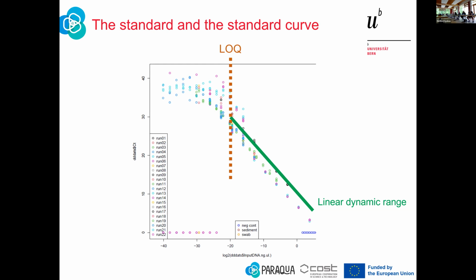Where this stops is the limit of quantification. That means below this DNA concentration, you can still say you have something, but you can't anymore say how much you have.